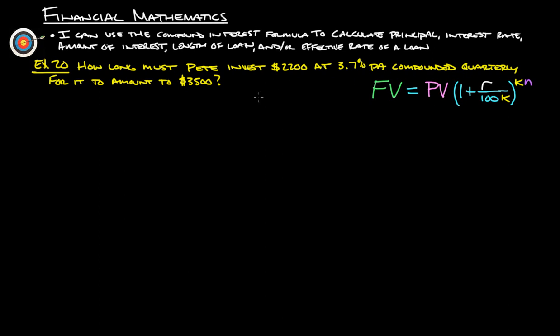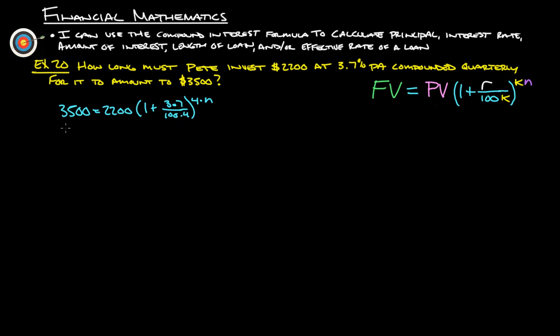So we now have some different information here. We know what the future value is. That 3,500 is what we want to end up with. 2,200 is what we start with. 1 plus 3.7 over 100. That's our interest rate, right? And then it's compounded quarterly, so that is 4 times a year. So this is 4. And then what we've got to figure out is the n. So we're trying to figure out how long it's going to take us to start at 22, end up at 35 with a 3.7 interest rate compounded quarterly.